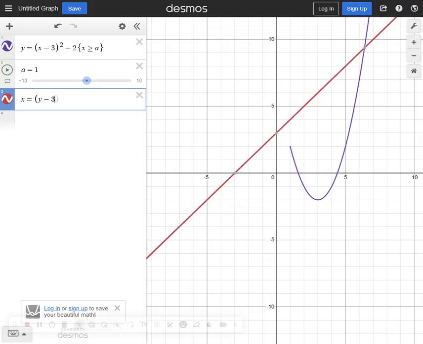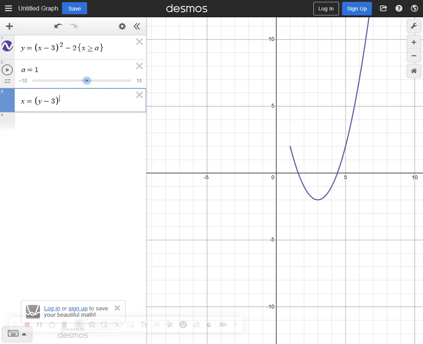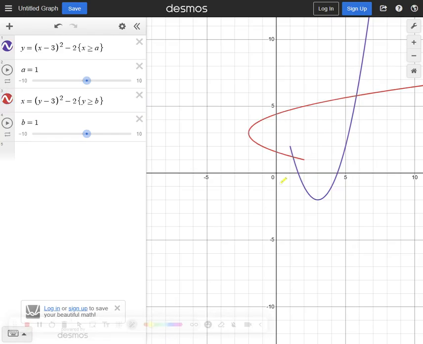Minus 3, close 2, then minus 2. And then slider y is greater than or equal to b. Alright? Now, let's take a look. This is the slider. Look how pretty this is. It's kind of like a heart. Happy Valentine's.